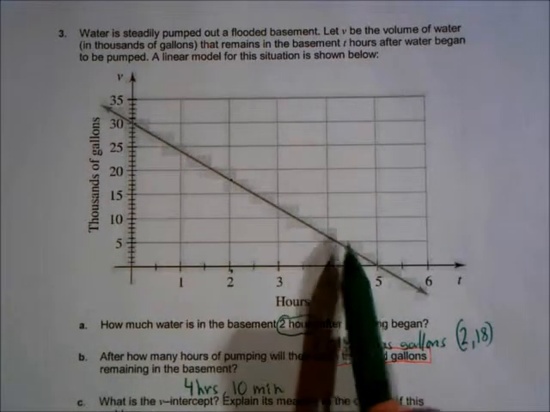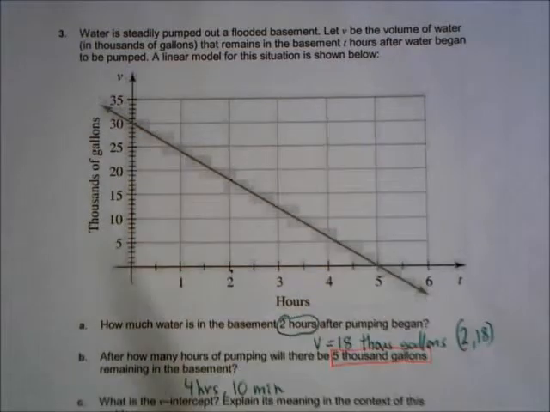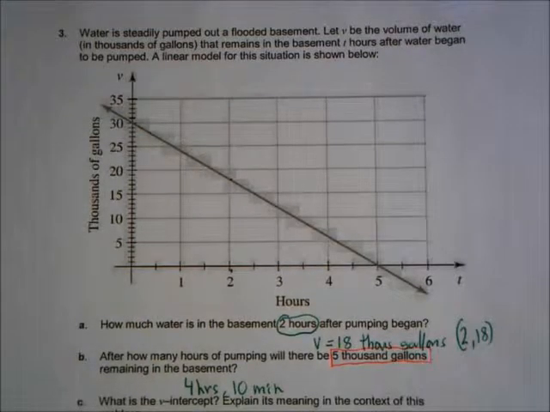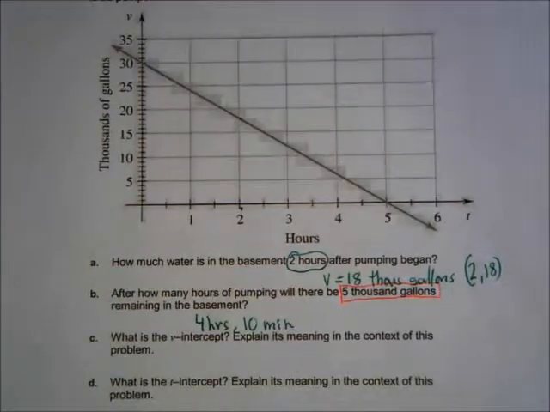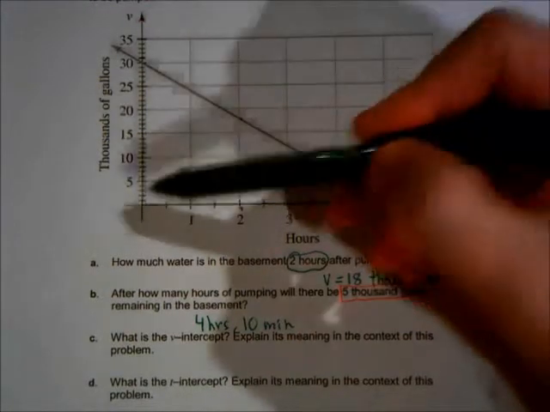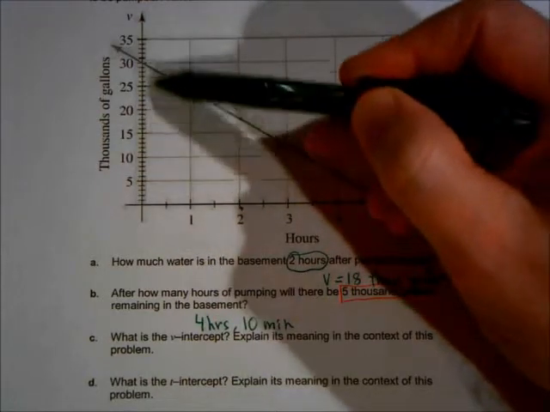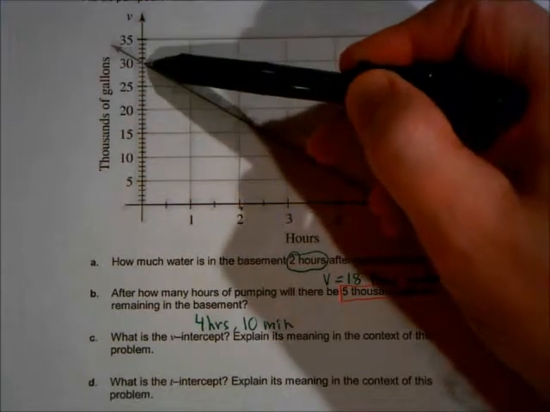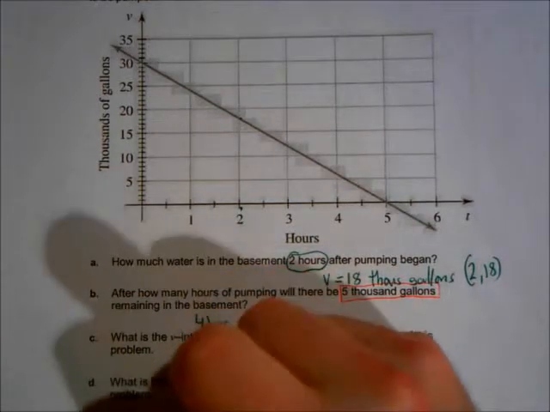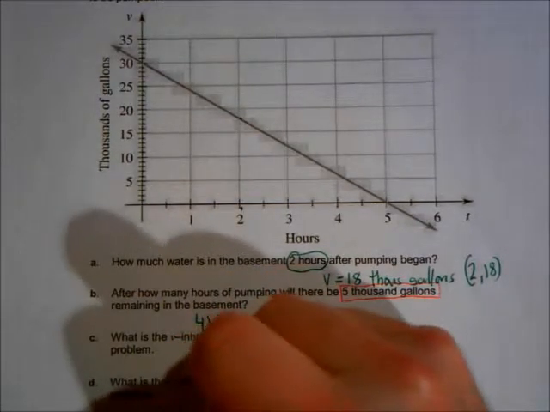Okay, what is the v-intercept? The v-intercept means when we cross the v-axis. So we look, and it looks like it's happening right here, and I would write that as 0, 29. Again, I really want these written as points. And it's important to write it as a point for the next part.